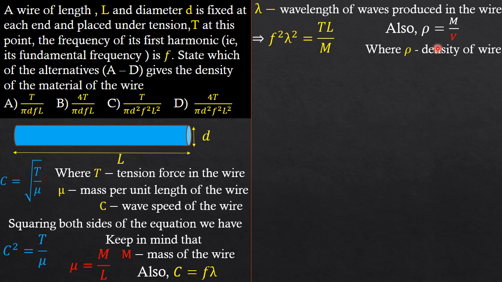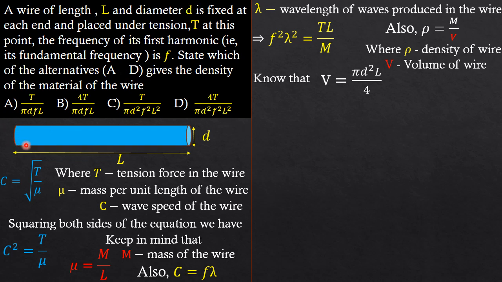So we also have to tell them what this V represents. We will tell them that this V is simply going to be the volume of the wire. But we know that the volume of the wire V is given as pi times the diameter squared times L over 4.